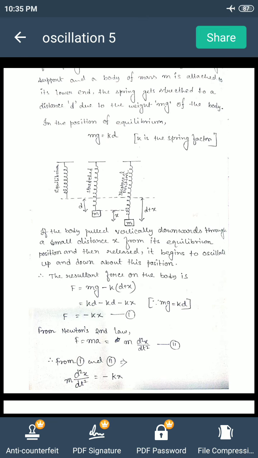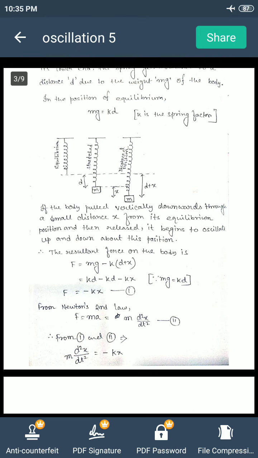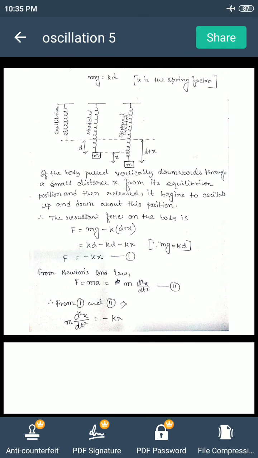Therefore, the resultant force on the body, that is F equals mg minus K into (d plus x), because in this it will be up and down, opposite to the weight. One weight force also acts on the body. So the resultant force is mg minus K into (d plus x). So from here we get F equals minus K into x.